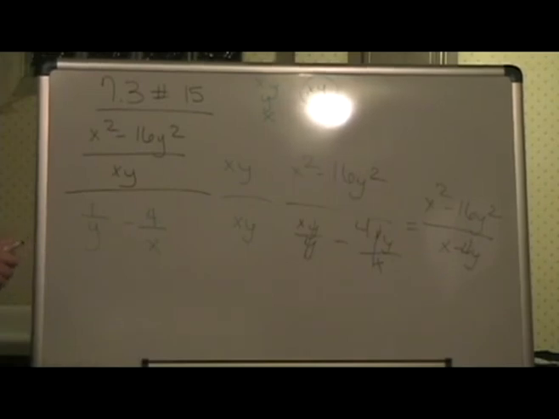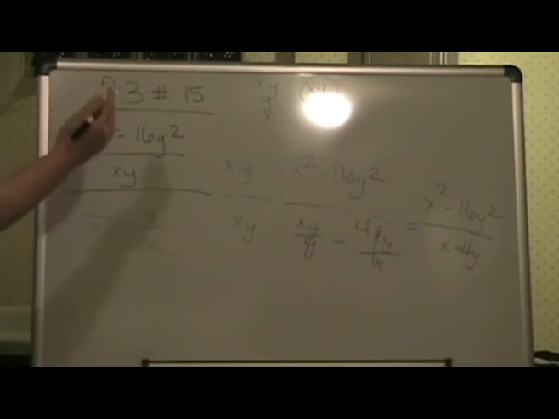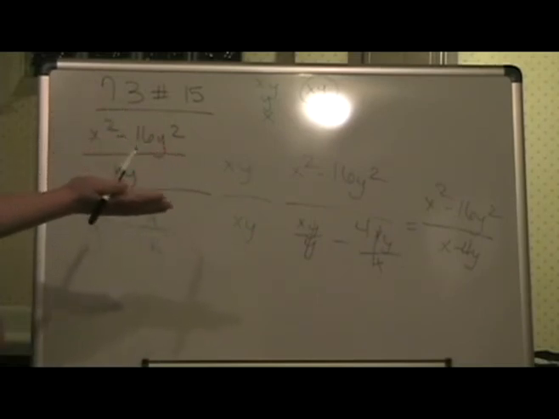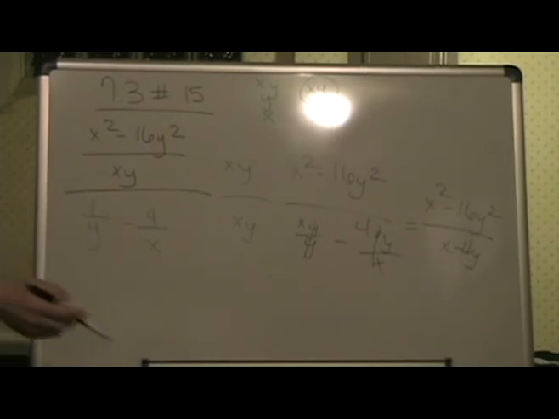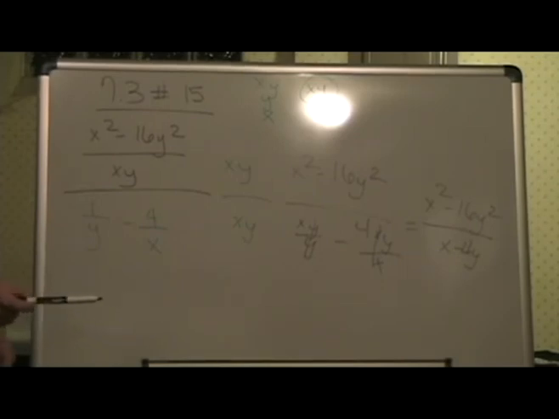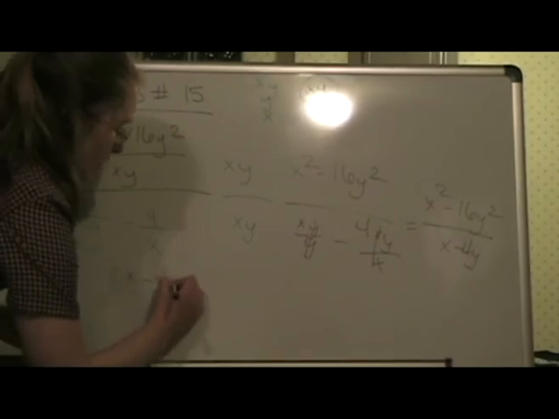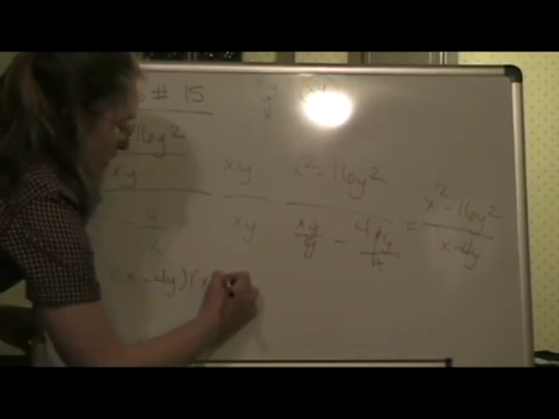Now at this point, we simply have a fraction. Now to simplify this even further, we're going to look at our two pieces of this fraction, the numerator and the denominator, and ask ourselves, can we factor? And we can see in the numerator we can factor. This is merely a binomial of perfect squares. So the numerator becomes (x minus 4y)(x plus 4y).